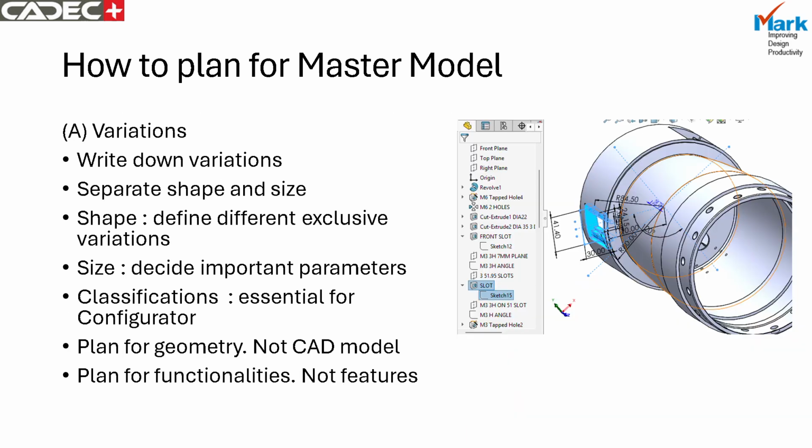For planning the master model, there are four things. One is the variations. So we need to write down the variations. Then we need to separate the shape and size variations. Shape is the features and parts which can be suppressed or unsuppressed, and size is the dimensions. Size is easy, but shape needs some good thinking, and the shape variations need to be exclusive. So then you can make different combinations of different feature sets, and we are planning the geometry, not the CAD model.